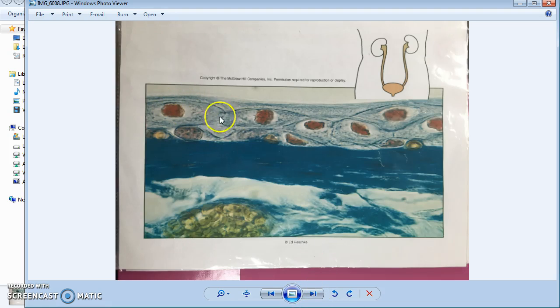Here we have this layer where we have a mixture of flat, cube-shaped cells that are changing their shape based on the pressure put upon them. And then when we look over at our reference, we're looking at the urinary bladder and the ureters of the kidney, and this is the transitional tissue.